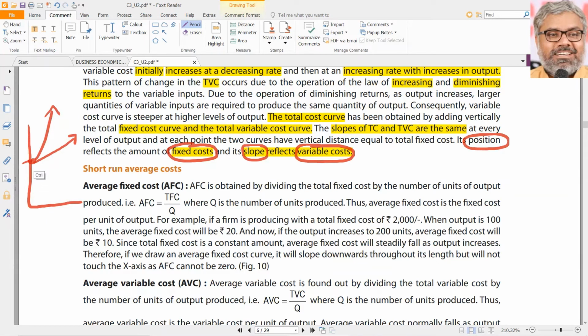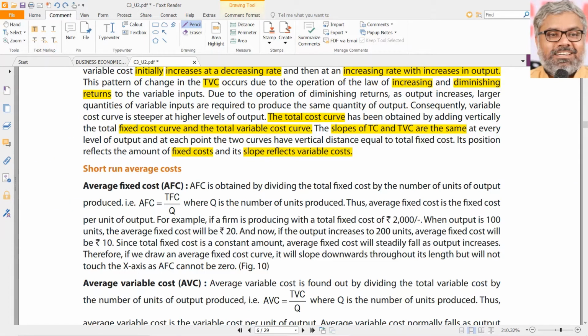But how is the slope? Is the slope much slanter or is it much flatter? That also will have an impact. If it is like this, it means too much variable cost component is there. If it is a little bit like this, it means variable cost component is not that much. So those are the points to be noted related to fixed cost, variable cost and total cost.